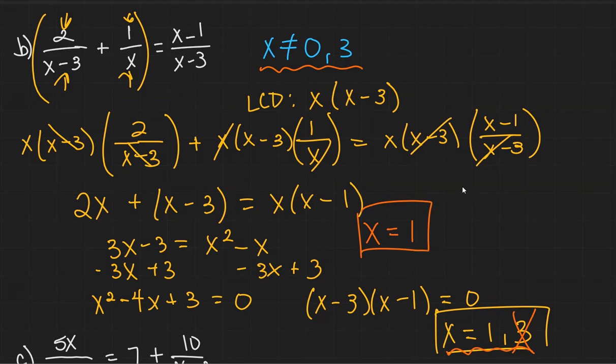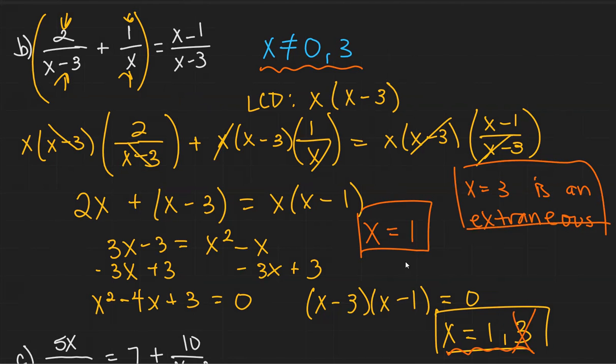Okay, and so what we say is that x equals 3 is an extraneous. That's what this word is, okay? Extraneous. Did I spell that right? Yes, extraneous. Okay, x equals 3 is an extraneous.